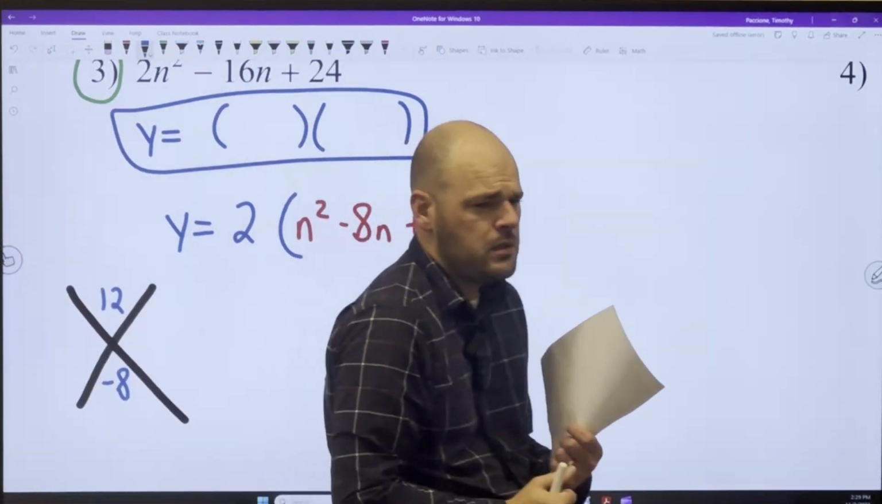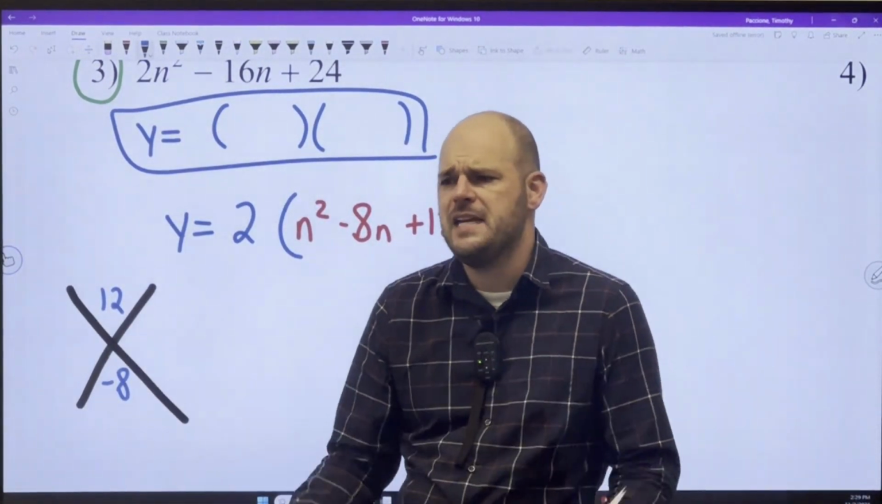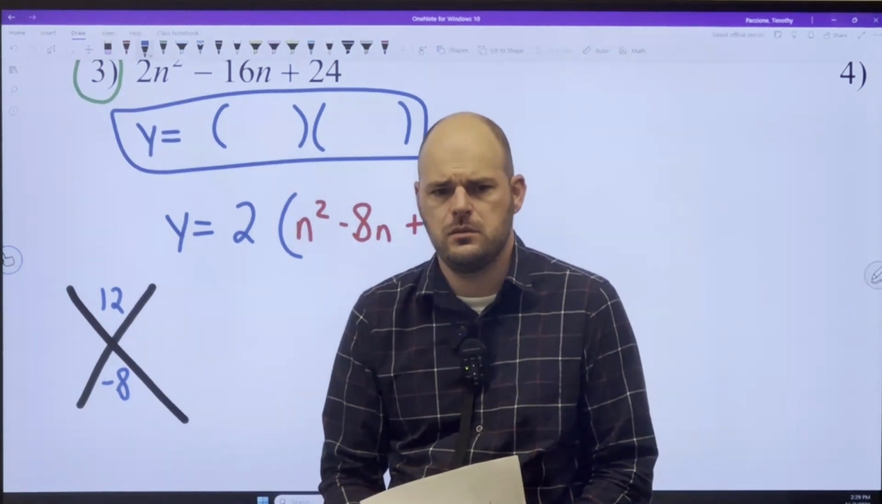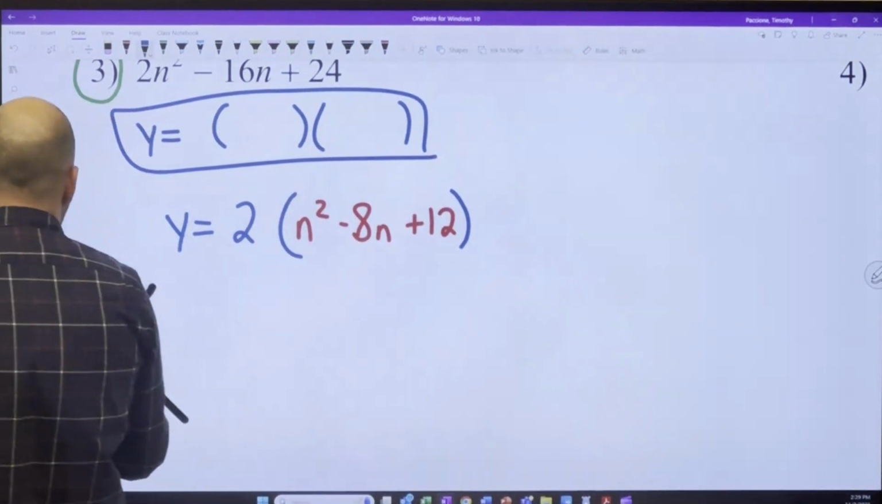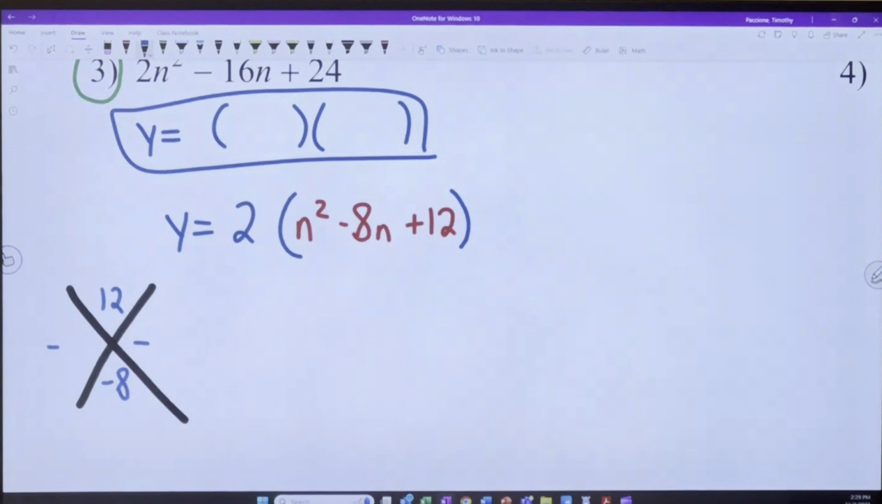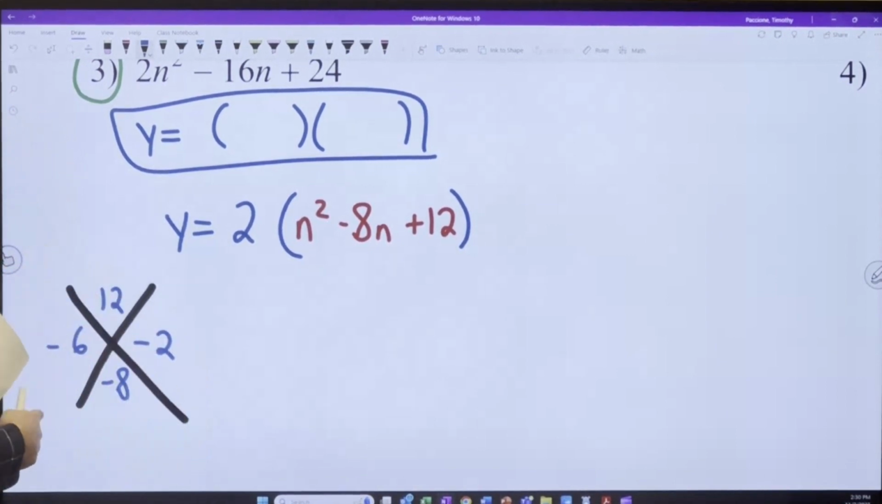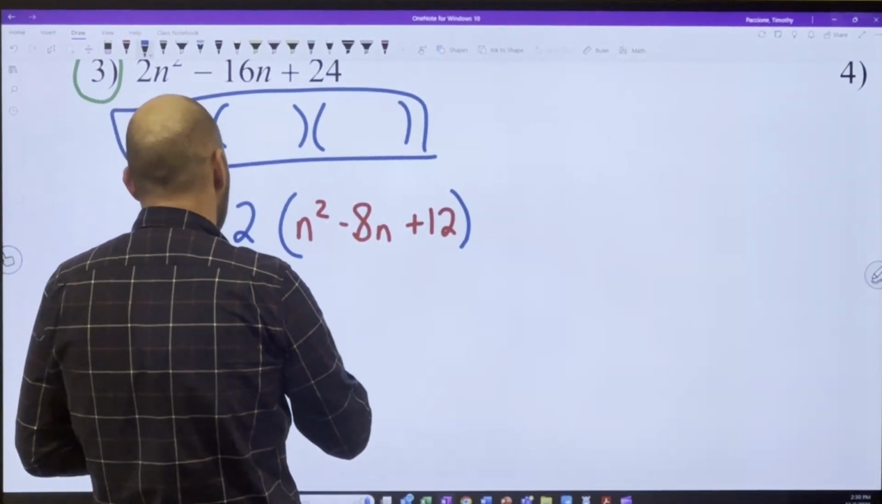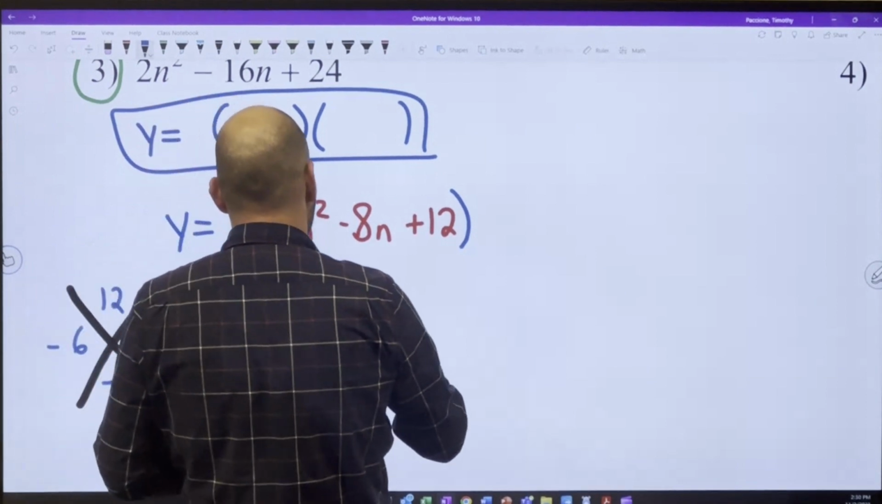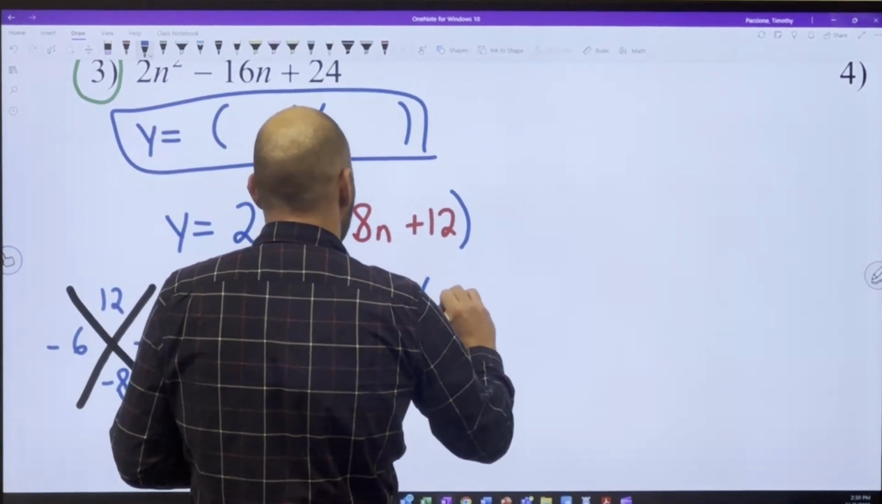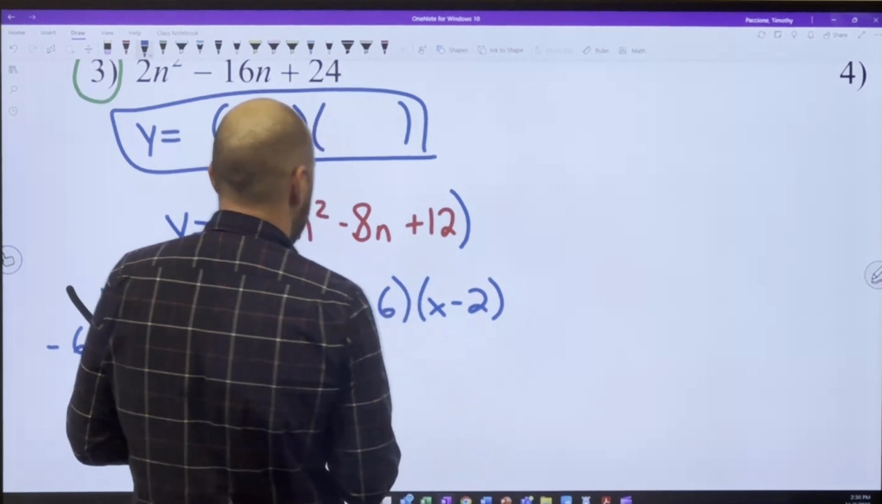Two numbers that multiply to give me a positive, but they add to give me a negative. How's that possible? Has to be two negatives. And then what two negatives multiply to give me 12, but add to give me negative 8? 6 and 2. So I take those and I plug them right in. I get y equals 2 times x minus 6, x minus 2.